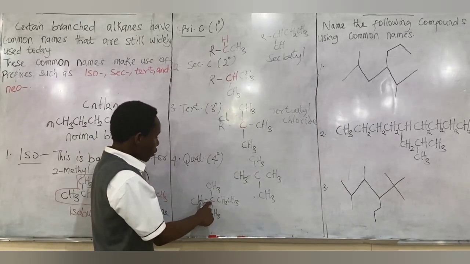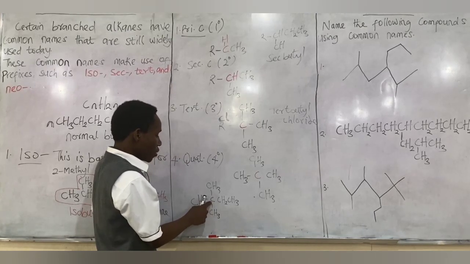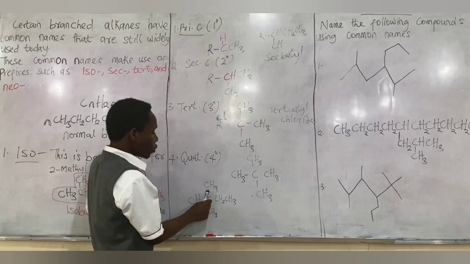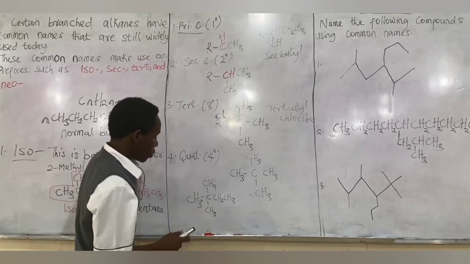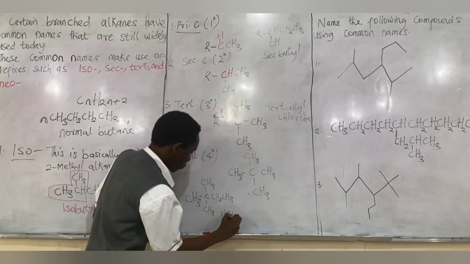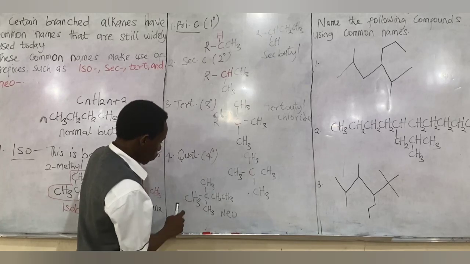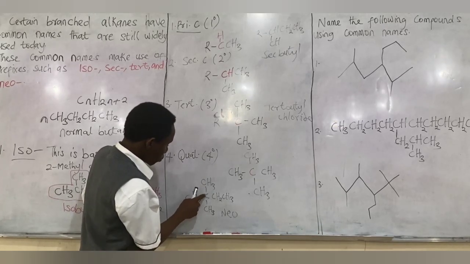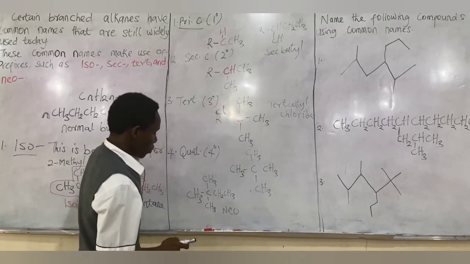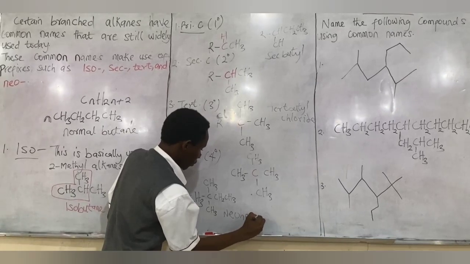Because this carbon atom is a quaternary carbon atom, and this represents our neo. So to use the common name method to name this particular compound, we first bring out our neo, and then we count the number of carbon atoms. We have 1, 2, 3, 4, 5, and 6. So the name will be neohexane.